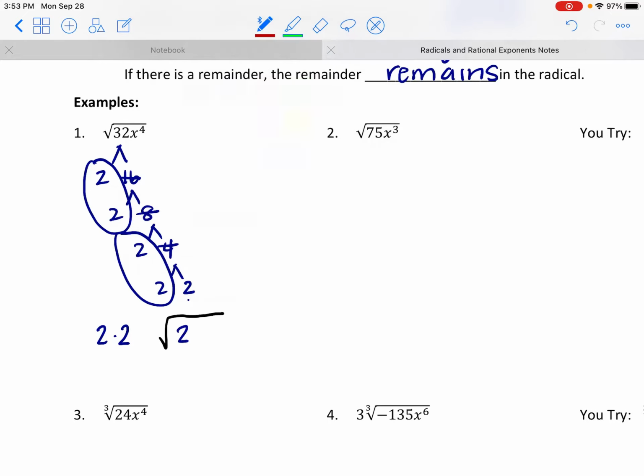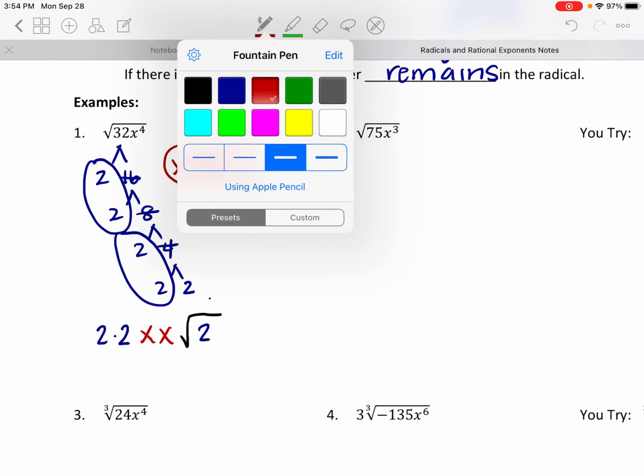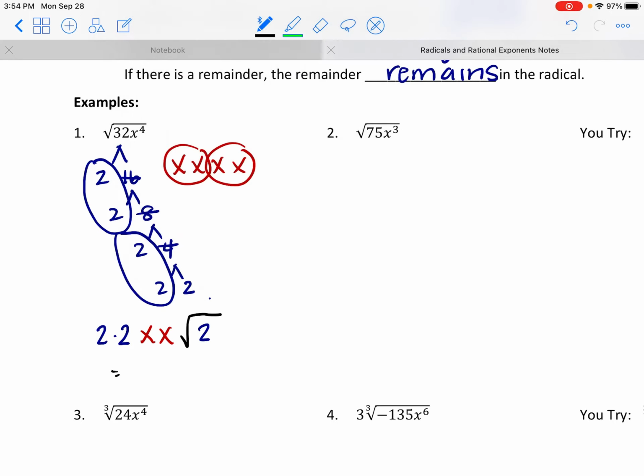Now for the variables, again, you could just divide, but you've got 4 x's in there. So if you're looking for pairs, that means 2 of those are going to come out. So you're going to have an x and an x that come out, and nothing left over in terms of variables. So now if we put all this together, final answer is going to be 2 times 2 is 4, x times x is x squared, and then a square root of 2. Okay, not so bad. Hopefully the color coordinating is helping, although it's making this tricky for me to write.